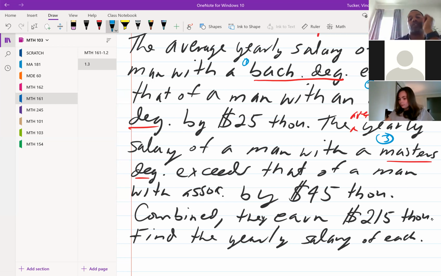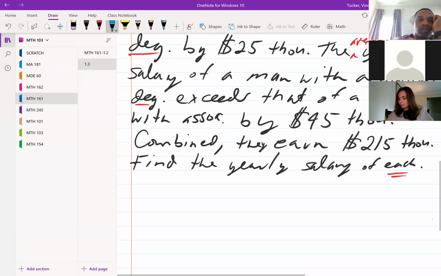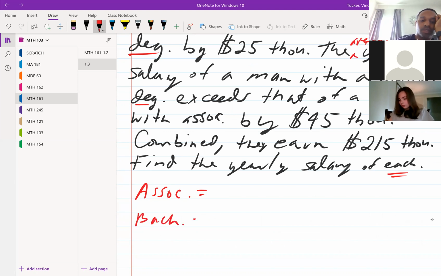All right. So I need an algebraic representation for each one of the people being discussed, or each one of my unknowns, because I need to find the yearly salary of each. So each one of them matters. And if I scroll up too far because someone's still copying, let me know. So we have the associate's degree, bachelor's degree, and then the master's.